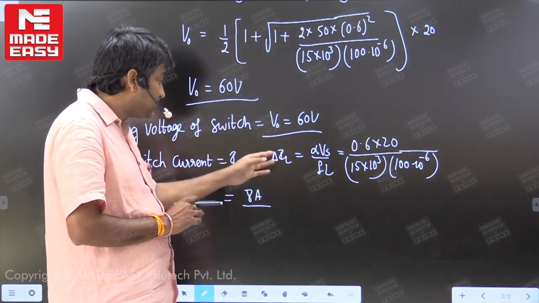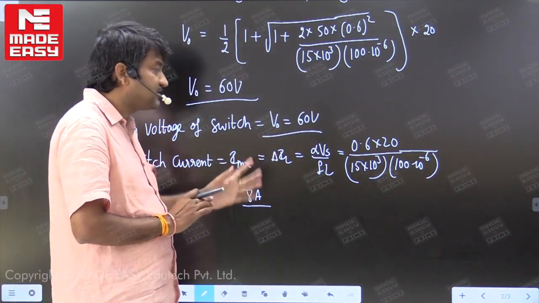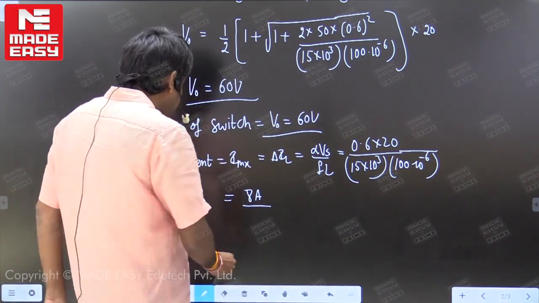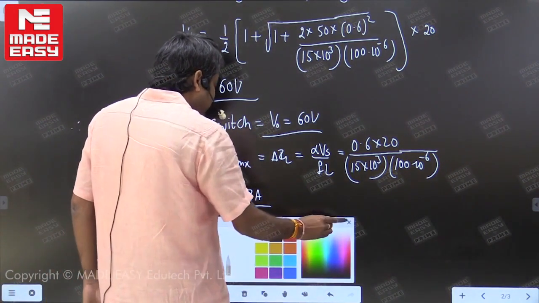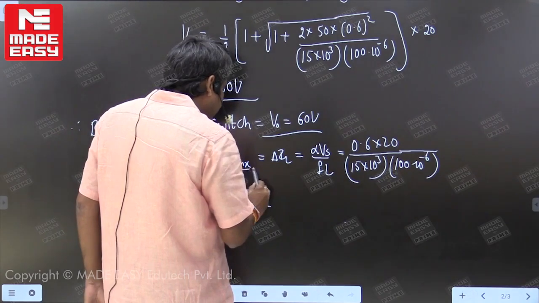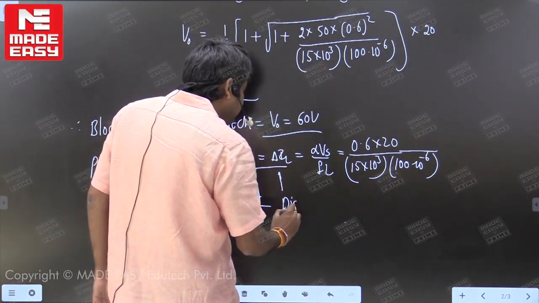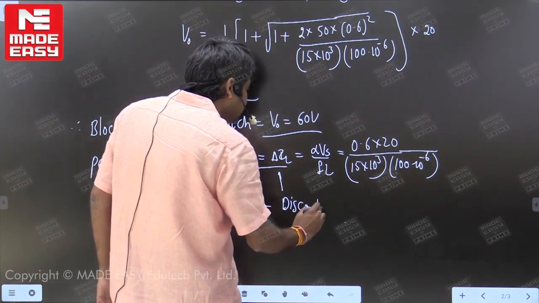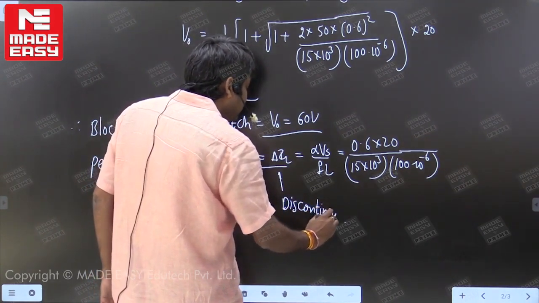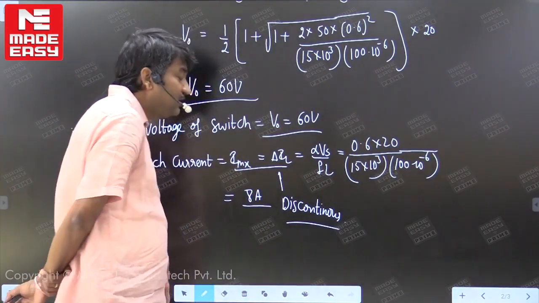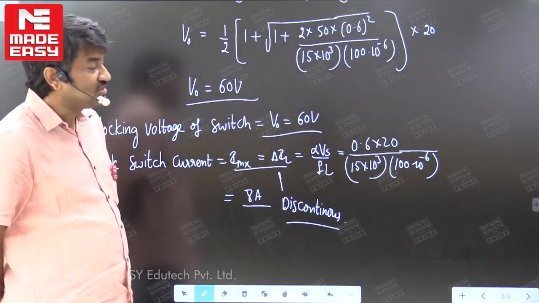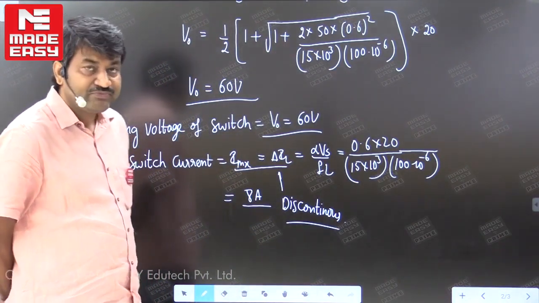I maxima is equal to delta I L because it is discontinuous conduction. This formula is applicable here. For continuous conduction, this is not applicable. Remember that. Okay, right, students?